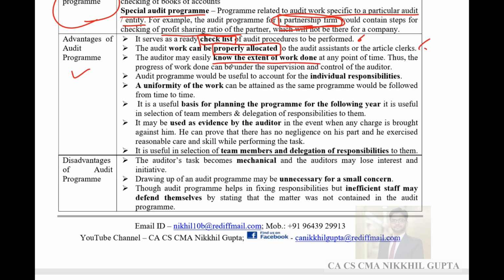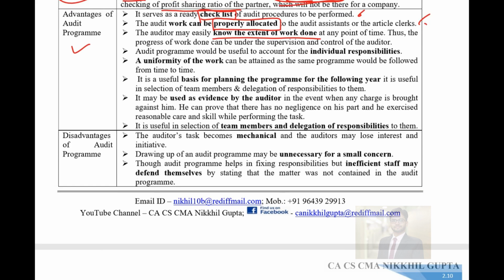Then extent of work, what is the extent of work which is already done? If the audit program is prepared and it is signed on a regular basis, then whosoever looks at the audit can know what extent of work is already done in a particular audit. So it also serves as a supervisory benefit, because anyone who is reviewing the audit can come to know which procedures have already been done and which procedures are pending.